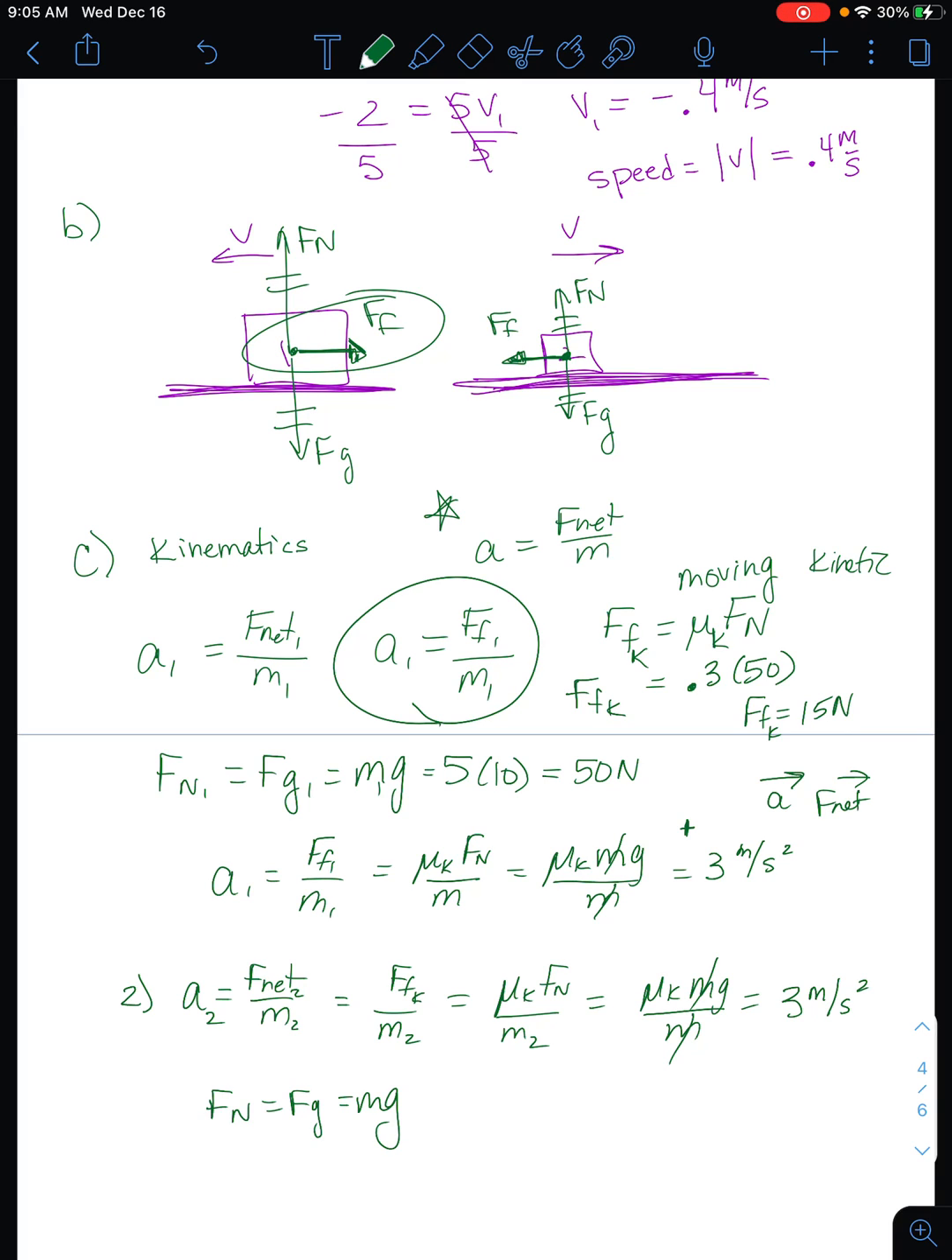But notice in this case, our friction is going to the left, and we have defined to the left as the negative direction. So I'm going to throw a negative sign onto the acceleration because the force of friction is to the left, the acceleration is to the left, and so to the left is a negative sign here.